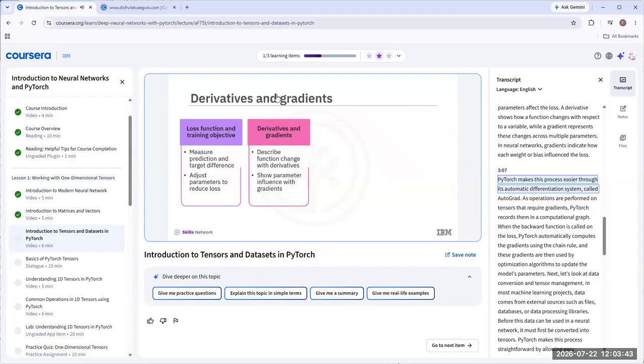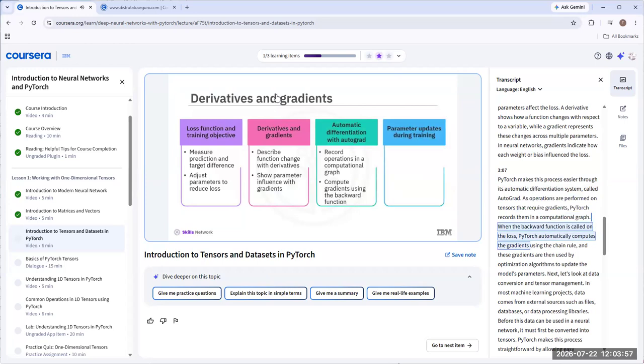PyTorch makes this process easier through its automatic differentiation system called AutoGrad. As operations are performed on tensors that require gradients, PyTorch records them in a computational graph. When the backward function is called on the loss, PyTorch automatically computes the gradients using the chain rule, and these gradients are then used by optimization algorithms to update the model's parameters.